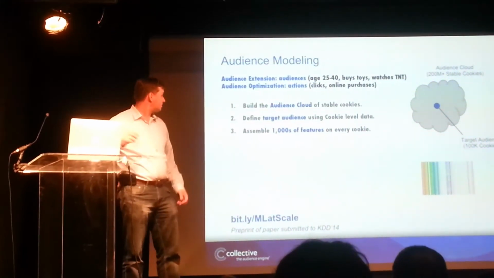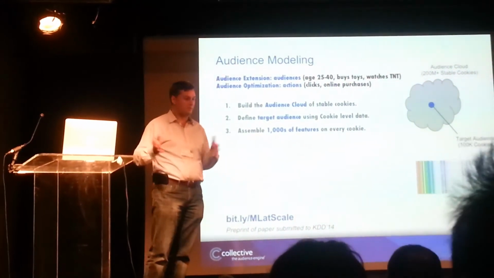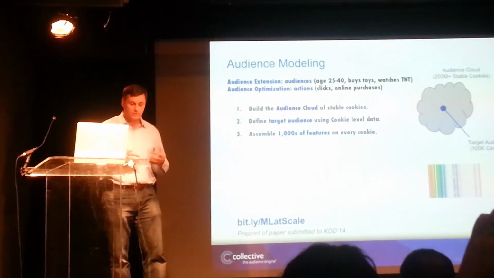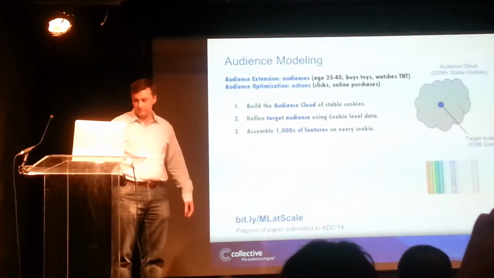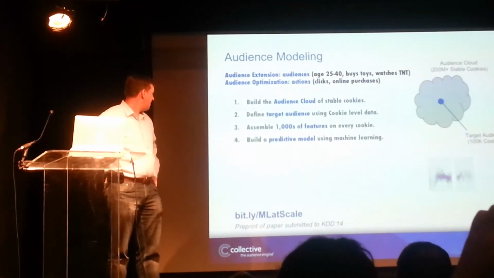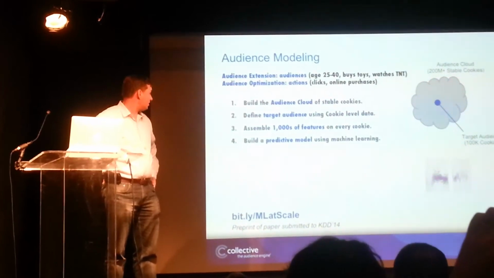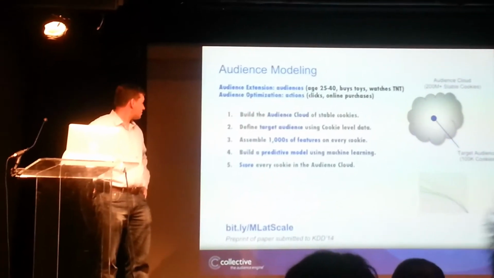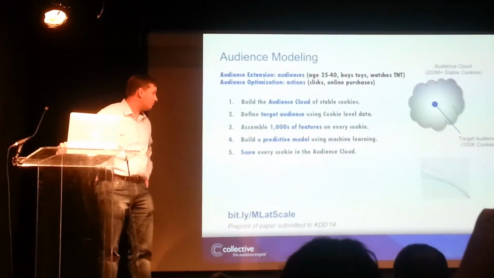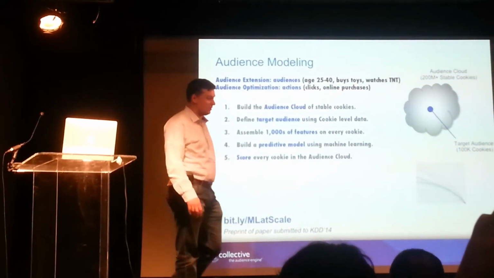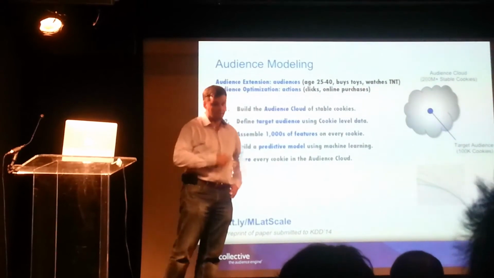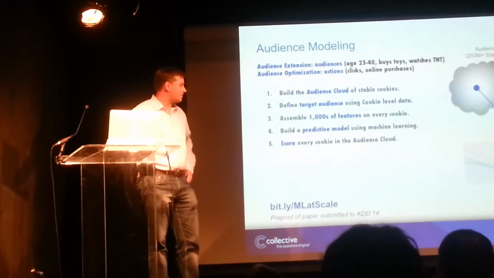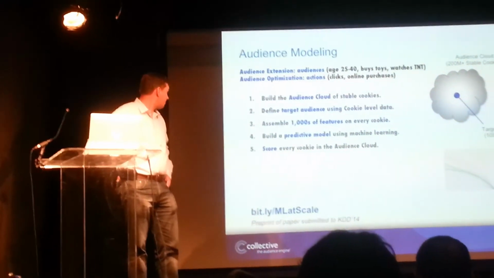And then we assemble, well, really millions of features, but we compress them to thousands. And on every cookie, we build a big predictive model with machine learning. We use neural nets, and then we score every cookie in the audience. So we build thousands of models every week and score every cookie every day. So that's hundreds of billions of predictions every day. Just that is sometimes challenging.